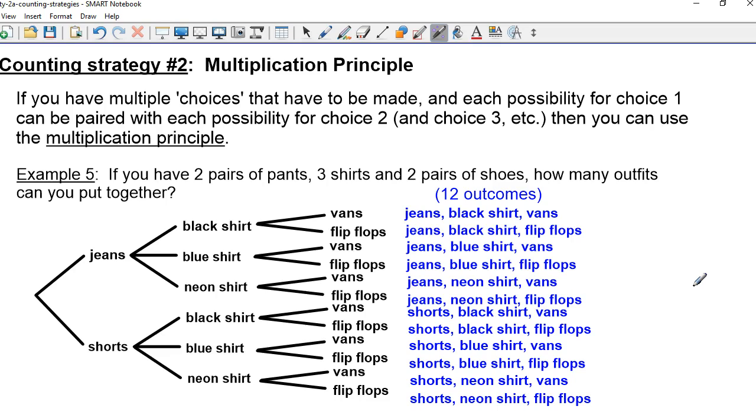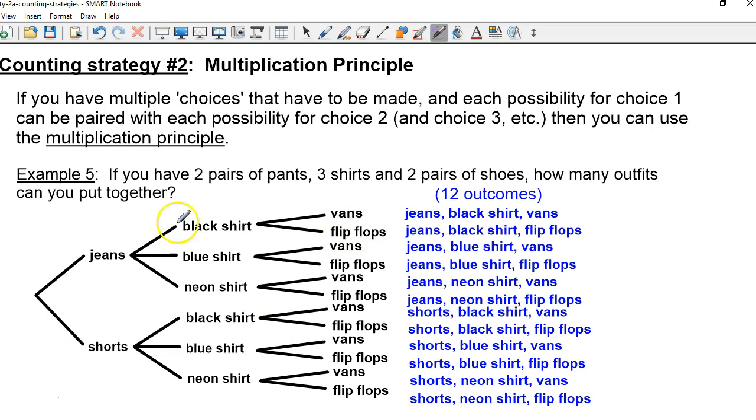Here's an example. Let's say you have 2 pairs of pants, 3 shirts, and 2 pairs of shoes, and you want to know how many different outfits can be put together. So let's say you have jeans and shorts. That's your choices for the pants. You have a black shirt, a blue shirt, and a neon shirt for the shirts, and you have Vans and flip-flops for the shoes.